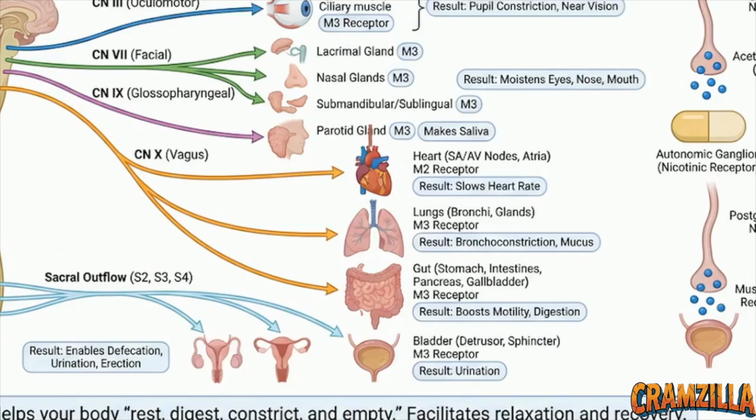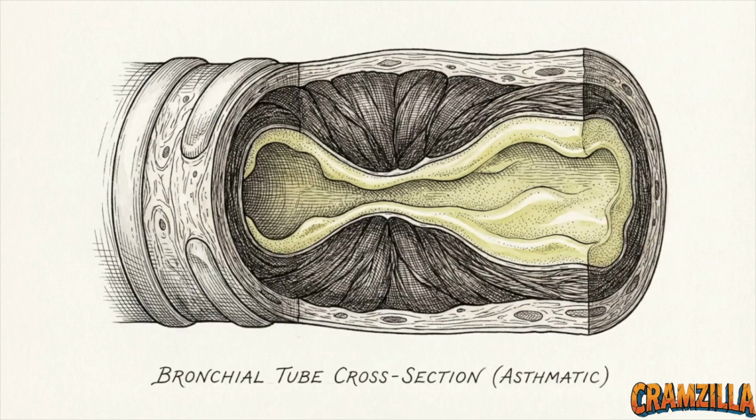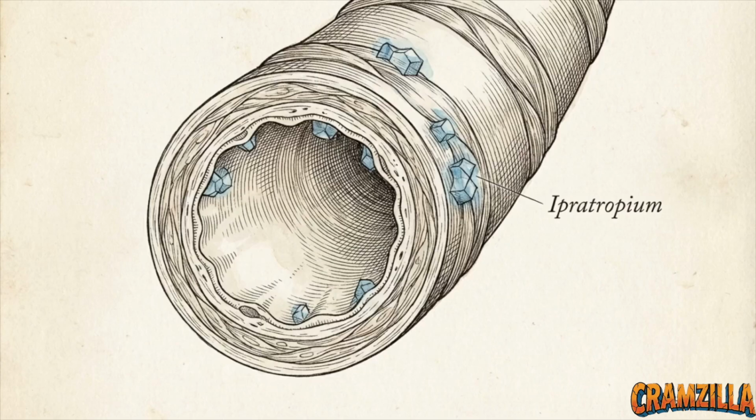Looking at the lungs on our schematic, the local hardware switches. The vagal branches hit M3 receptors in the respiratory tissue. The M3 cascade forces bronchial smooth muscle to constrict and goblet cells to secrete mucus. In respiratory distress, the drug ipratropium is used to block this specific M3 mechanism, keeping the airways open.